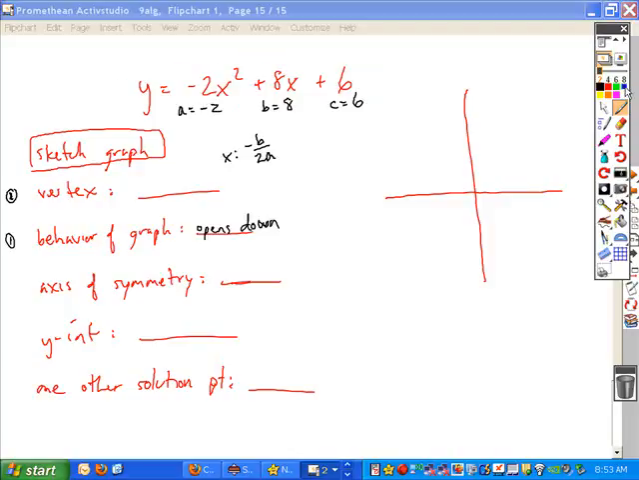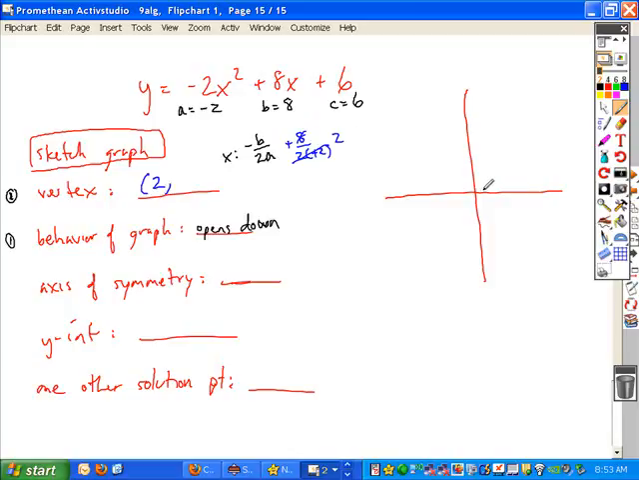Okay, so if we plug these numbers into our equation here, we get negative 8 over 2 times the negative 2. The signs cancel. 2 times 2 is 4. 4 goes into 8 twice. So the x-coordinate of our vertex is 2. Okay.